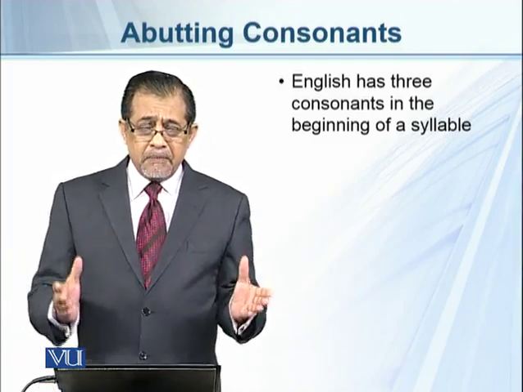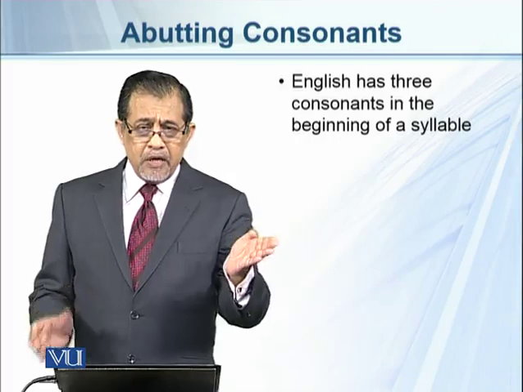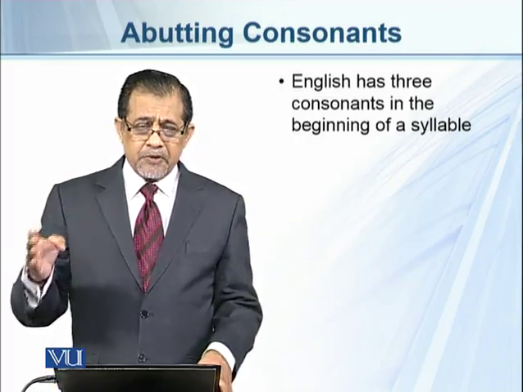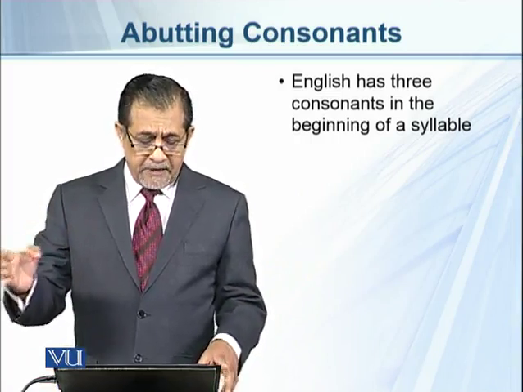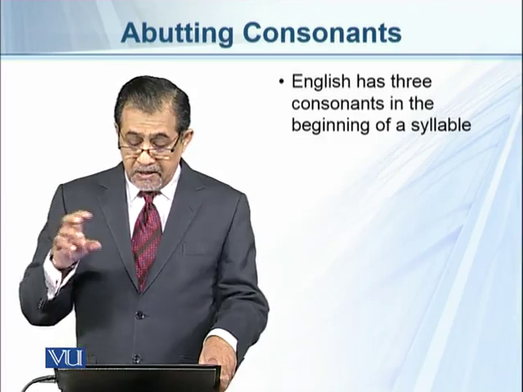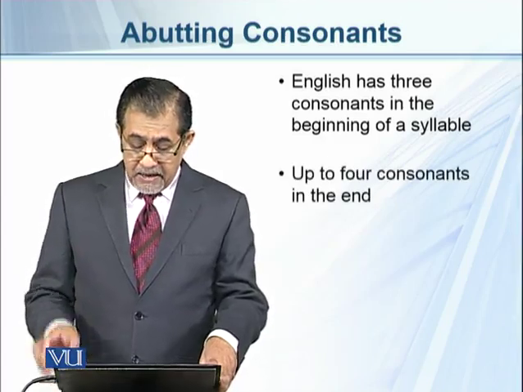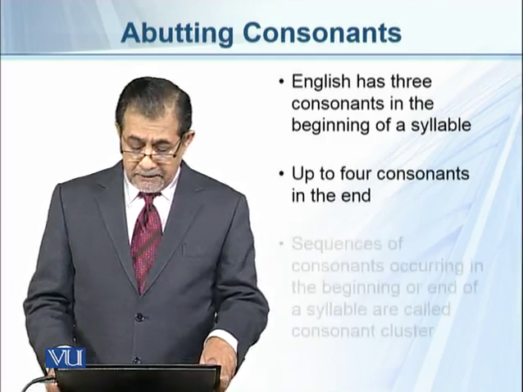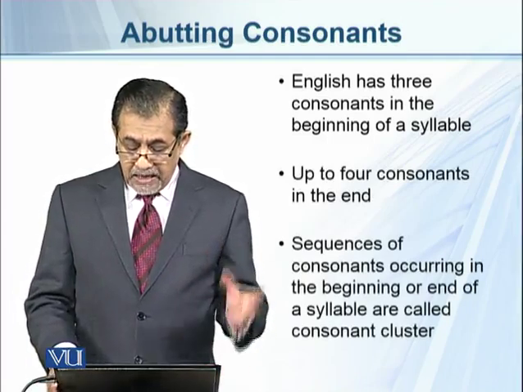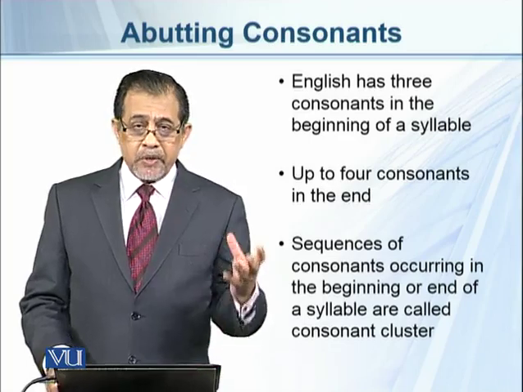There is a possibility of up to 3 consonants in the initial position and up to 4 consonants in the final position. So English has up to 3 consonants in the beginning of a syllable, and up to 4 consonants in the end. A sequence of consonants occurring in the beginning or end of a syllable is called a consonant cluster.